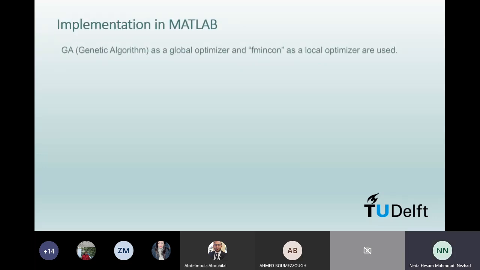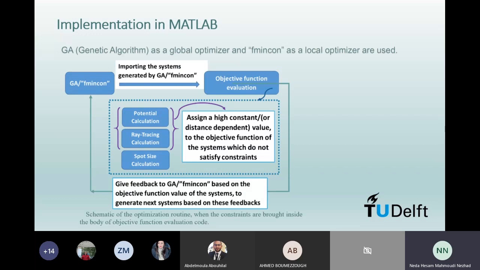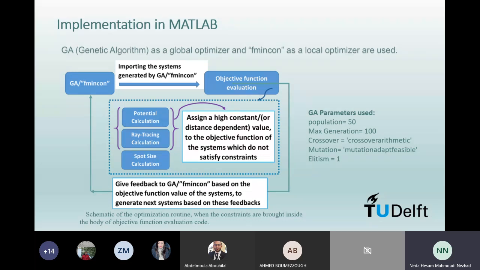To discover this, we implemented GA, genetic algorithm, first as a global optimizer and then fmincon as a local optimizer. Here, a schematic diagram of the optimization routine is shown. For the GA, the parameters used were a population of 50, max generation of 100, crossover arithmetic, mutation adapt feasible, and elitism taken to be 1. The constraints are also brought into the optimization code as part of the objective function evaluation.